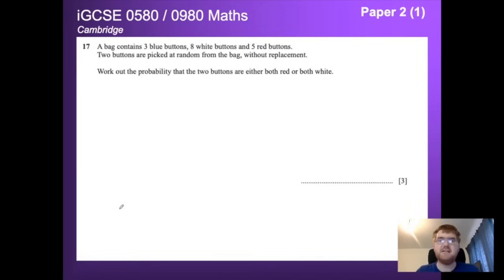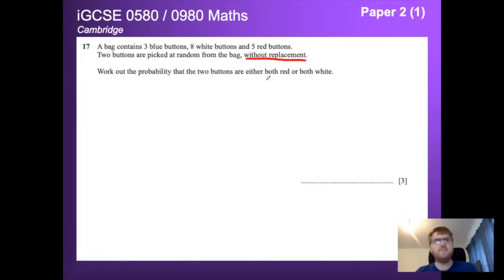So a bag contains 3 blue buttons, 8 white buttons, and 5 red buttons. 2 buttons are picked at random from the bag without replacement, so the probability is going to change as we go through the problem, and work out that the 2 buttons are either both red or both white.